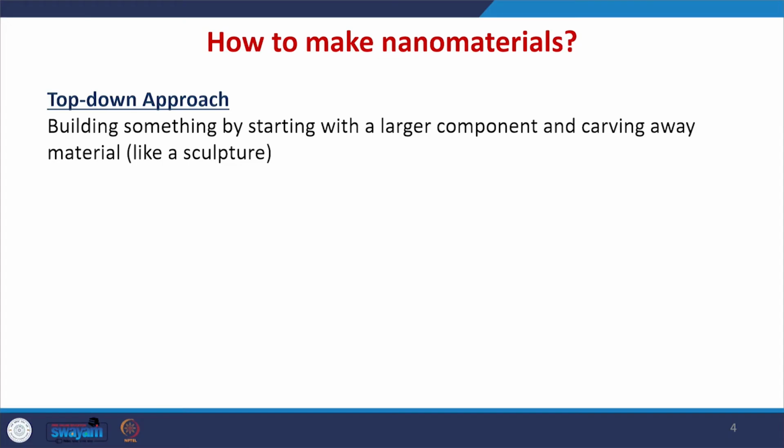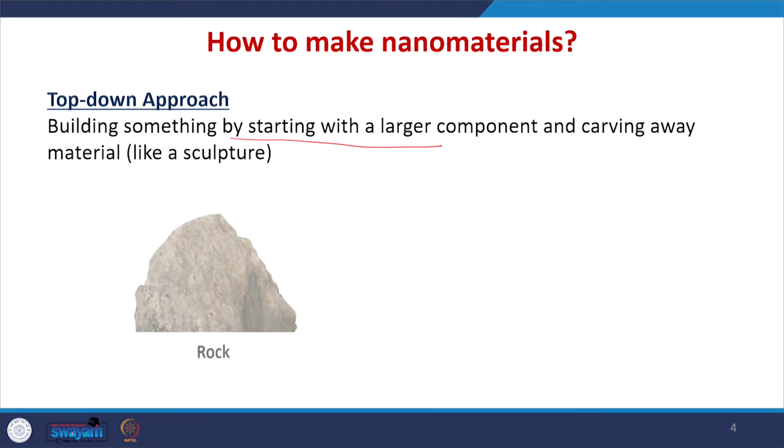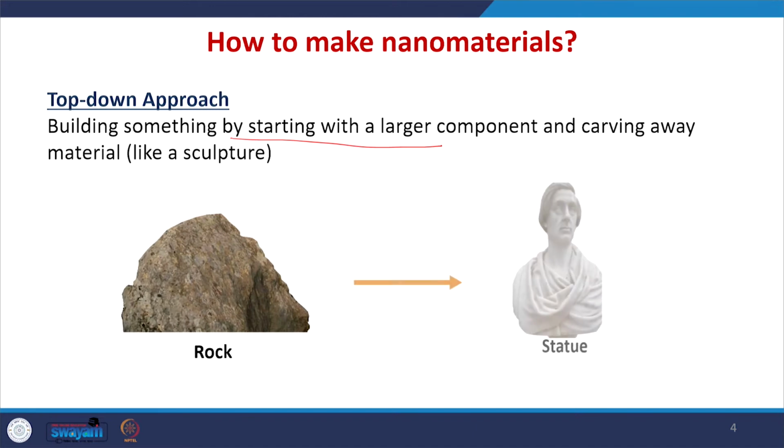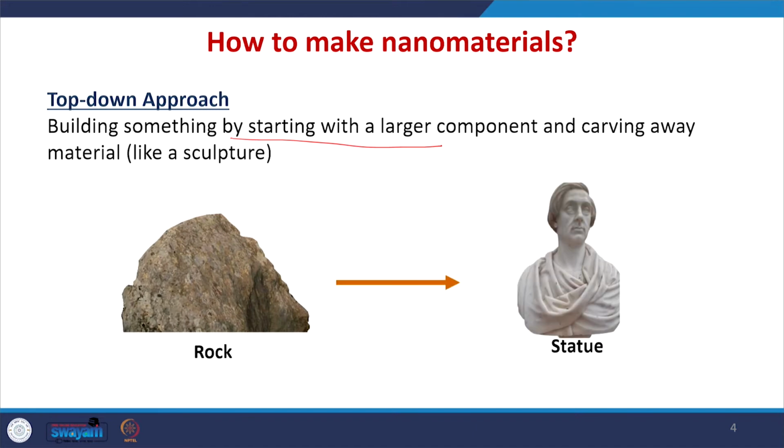There are two approaches. One is top down approach, the other one is bottom up approach. The top down approach is like building something by starting with a larger component and carving away material like a sculpture. The simple example for understanding this concept is making a statue from a rock. From a very big size you are making the nano structure. So, that is the top down approach. For example, from the bulk you are making the nano material. From a very big size you are going to reach nano size.